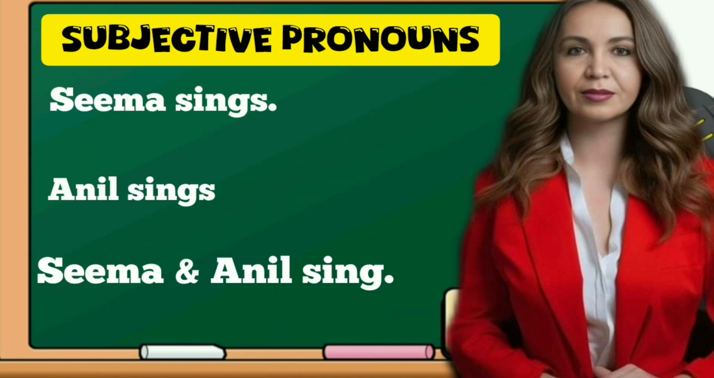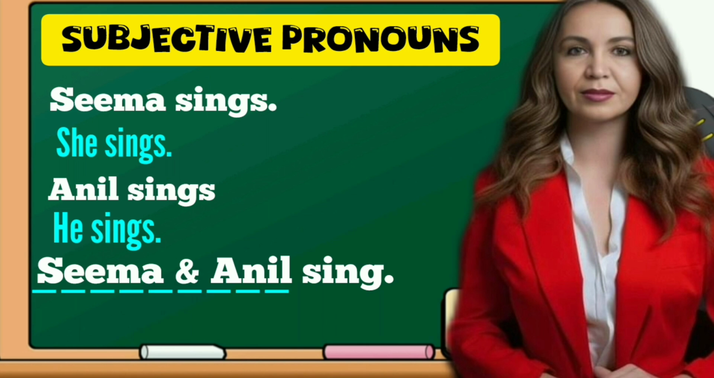Now let us move to the next part. Now we are going to practice together with subjective pronouns. First sentence: Seema sings. Seema is one girl, so we can say she sings. Anil sings. Anil is a boy and he is one person, so we can say he sings. Now, Seema and Anil sing. They are two people, so we are going to say they sing.